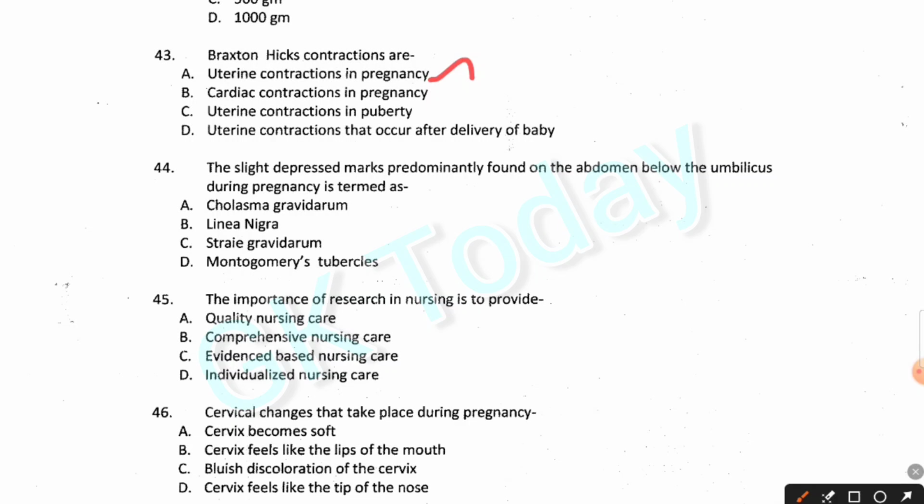Question number 44. The slight depressed marks predominantly found on the abdomen below the umbilicus during pregnancy is termed as, correct option is option C, striae gravidarum.